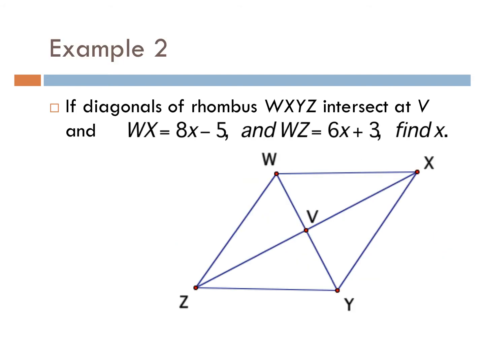Next problem, it says the diagonals of rhombus WXYZ intersect at V, and WX is 8x minus 5. WZ is 6x plus 3, find x. Because this is a rhombus, all four sides are congruent, so I know that 6x plus 3 is going to equal 8x minus 5. I'm going to solve for x, add 5 to both sides.